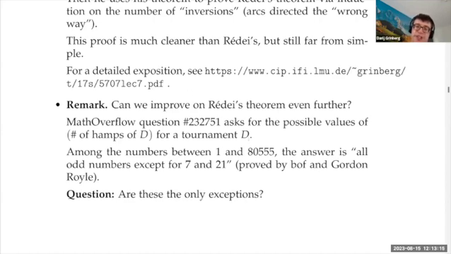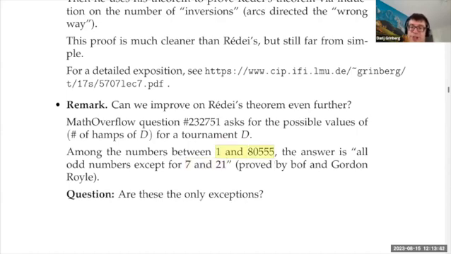So Rédei says that if D is a tournament, the number of Hamiltonian paths is odd. But is this all you can say? Can it be any odd positive integer? Well, people have tried, and with some sort of intelligent brute force, it has been found that 7 and 21 are not reachable. So there is no tournament with 7 Hamiltonian paths, and there is no tournament with 21 either.